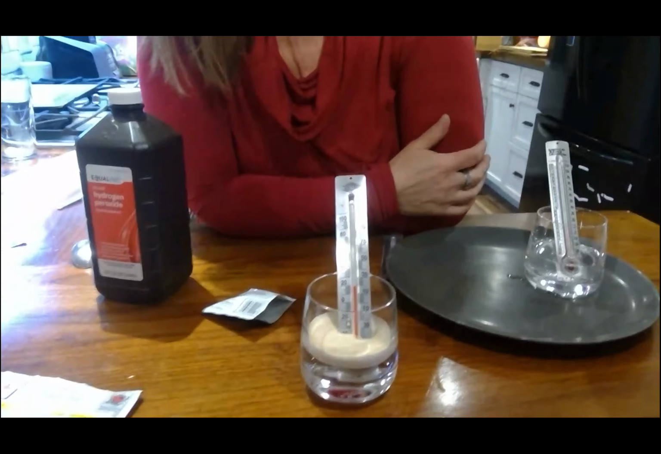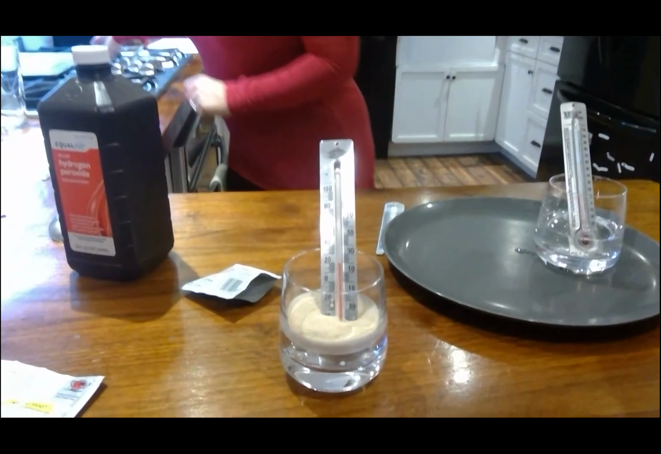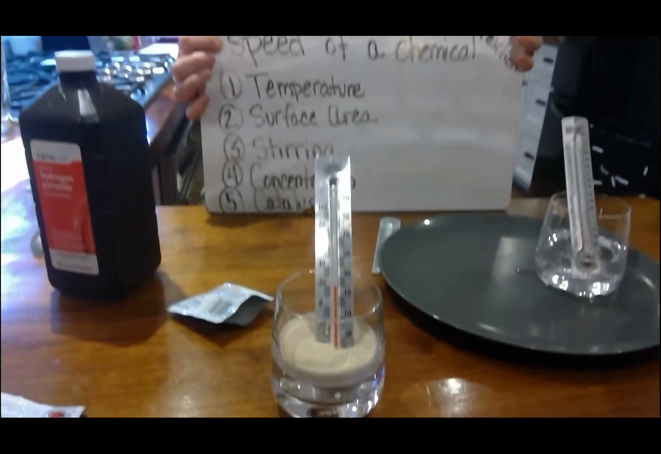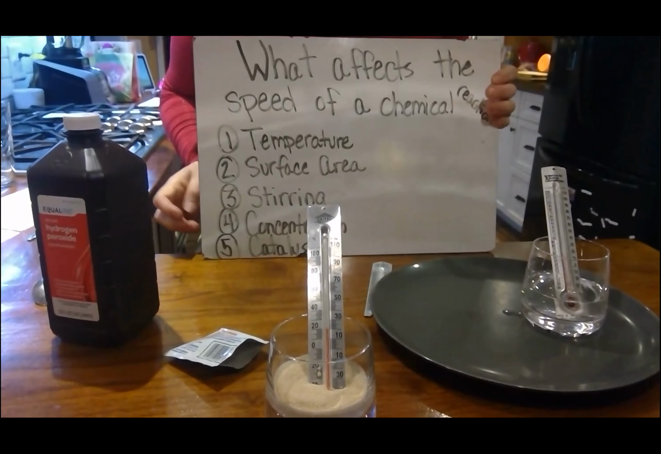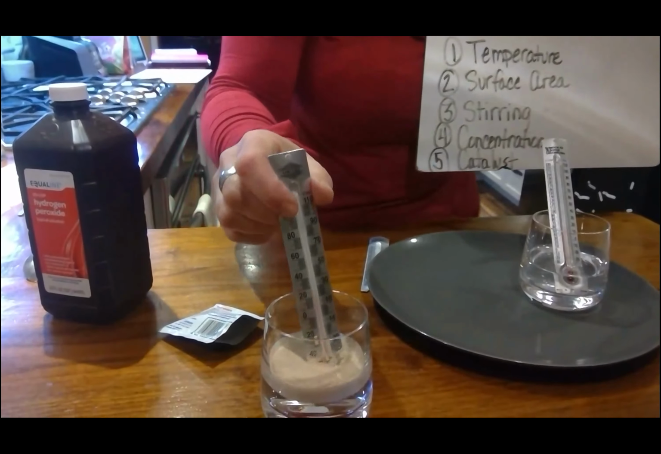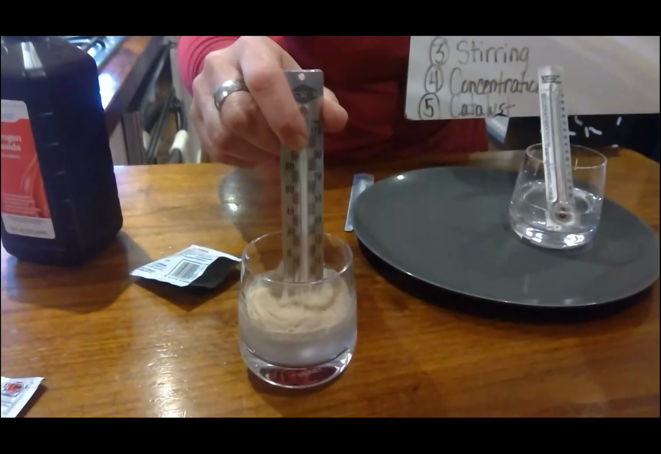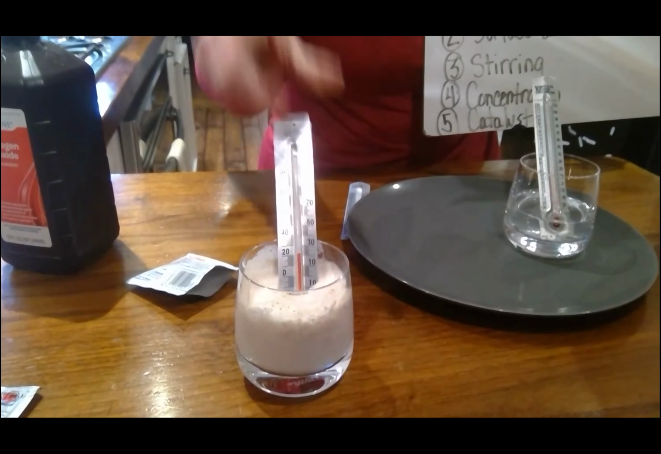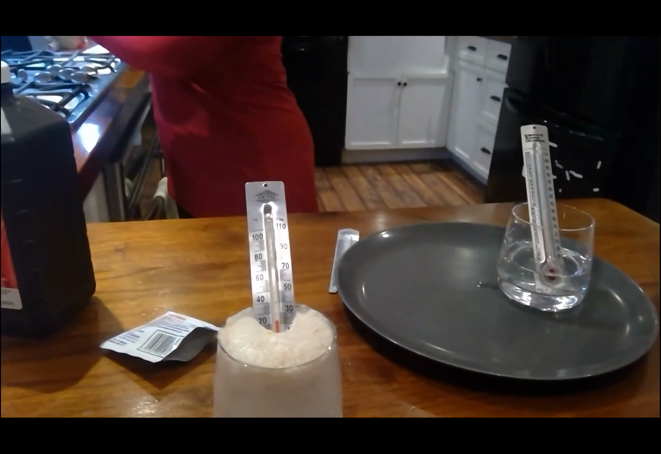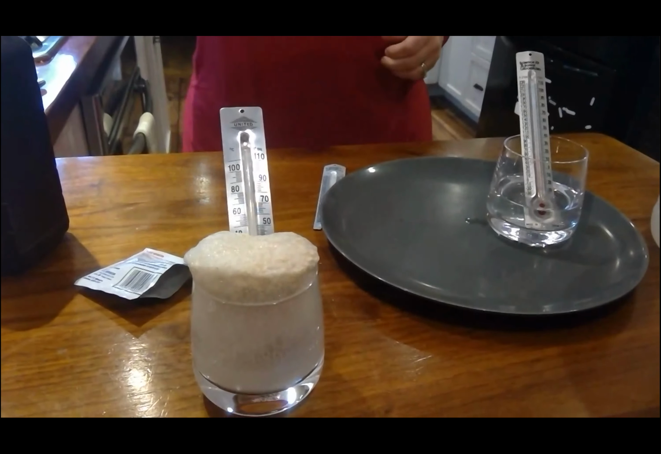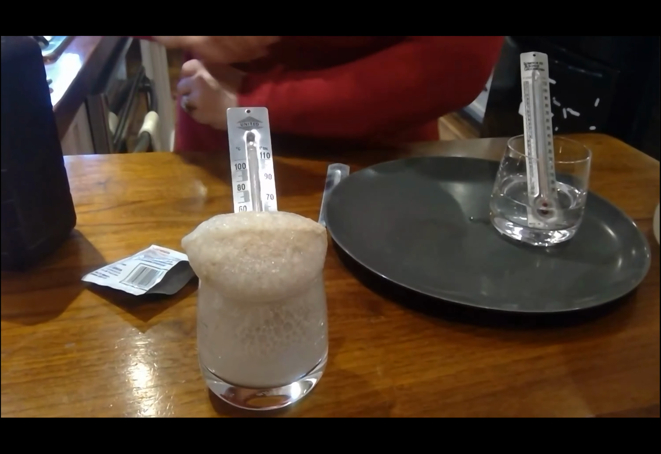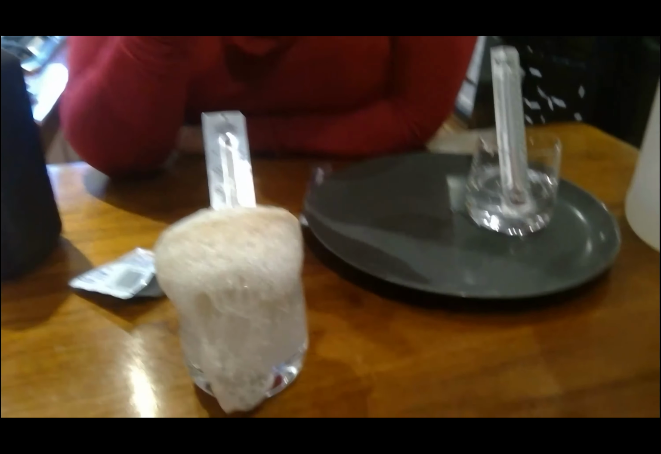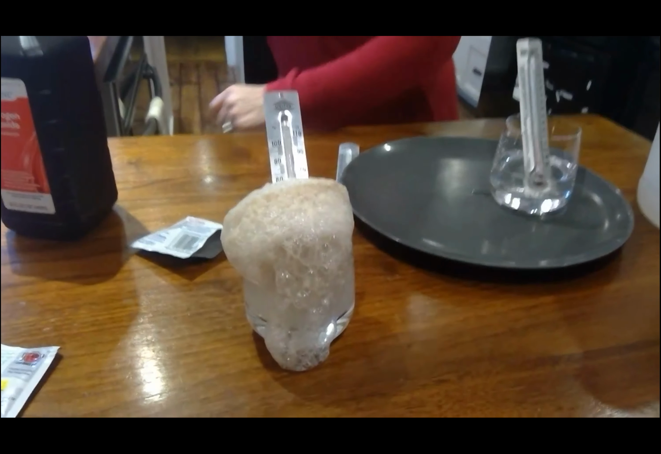We don't see much happening, but if I want to speed up a chemical reaction, number 3 on here says that I can stir it. So when I take my thermometer and I stir it a little bit, boom, what do we see happening? A mess, a mess, a mess. So we know that a chemical reaction has occurred.